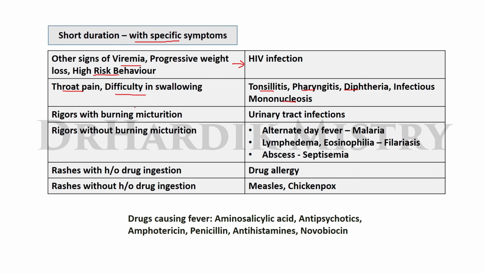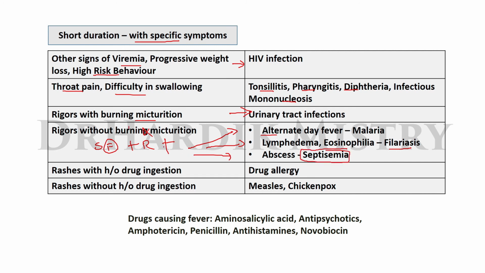When the short duration of the fever is with rigors as well as burning micturition, then we can say that it is of urinary tract infections. When the short duration of the fever is with rigor without burning micturition, that means short duration of the fever plus rigors plus alternate day fever, then we can say that it is malaria. If the short duration of the fever plus rigor plus lymphedema, eosinophilia, then we can say that it is filariasis. When the short duration of the fever is with rigors plus abscess, then we can say that the fever is due to septicemia.